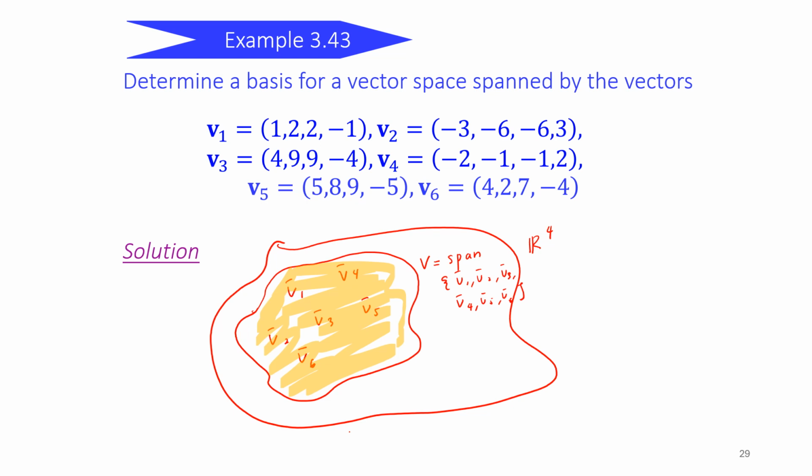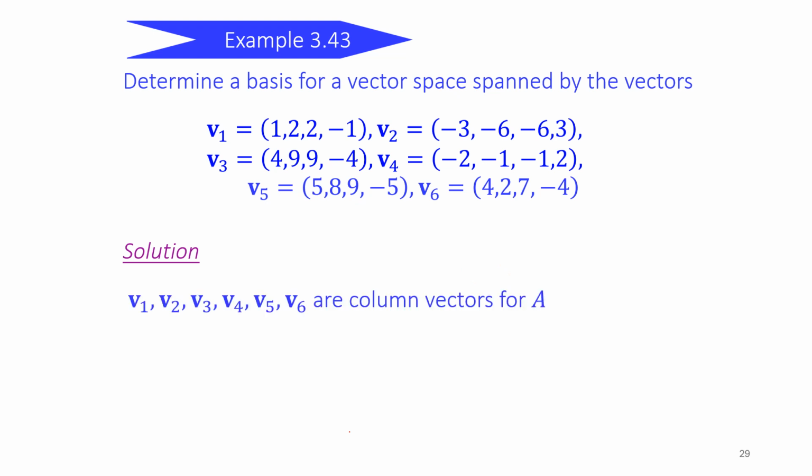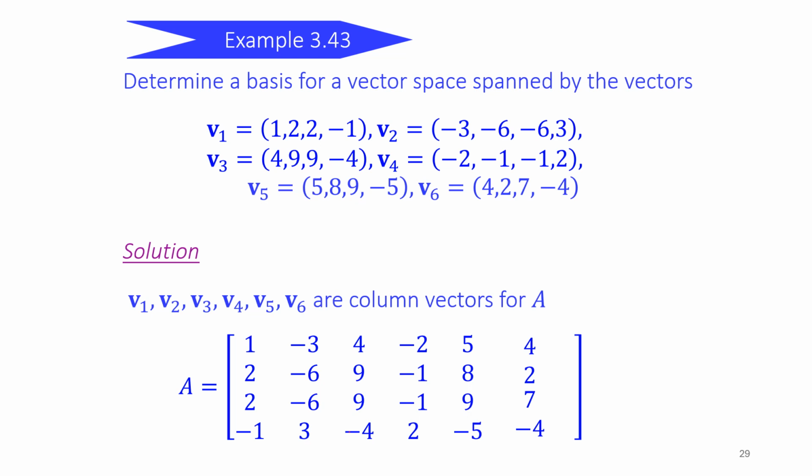In this example, the question wants us to find a basis for this subspace. Now we are going to relate this question to the method of getting a basis for a column space of a matrix. So we are going to use that method to answer this question. All right, firstly, we are going to form a matrix. V1, V2, V3, V4, V5, and V6 become the column vectors of a matrix A. So we have a matrix A here, where the vectors V1 up to V6 are column vectors of A.